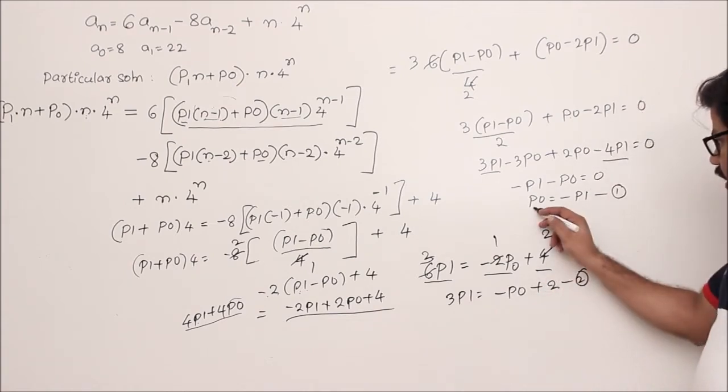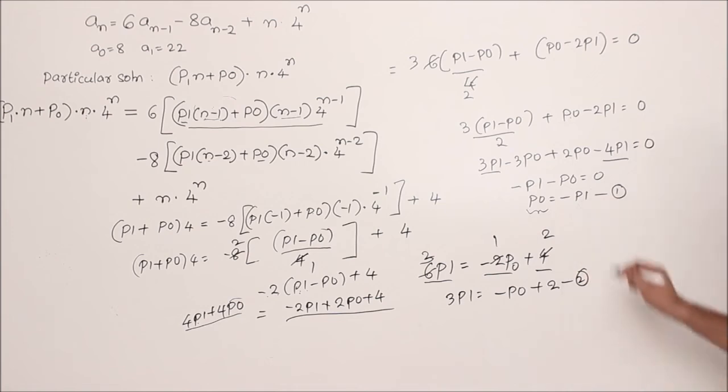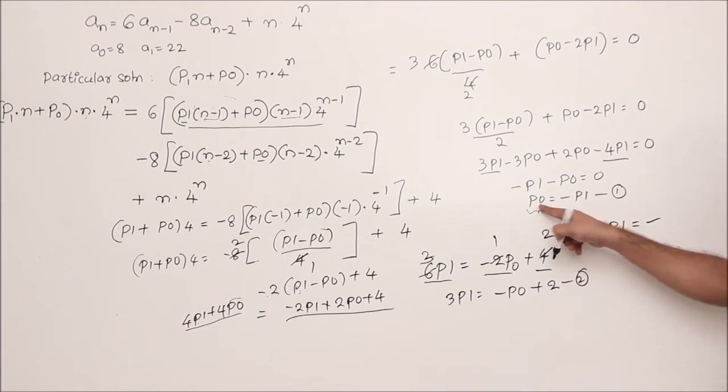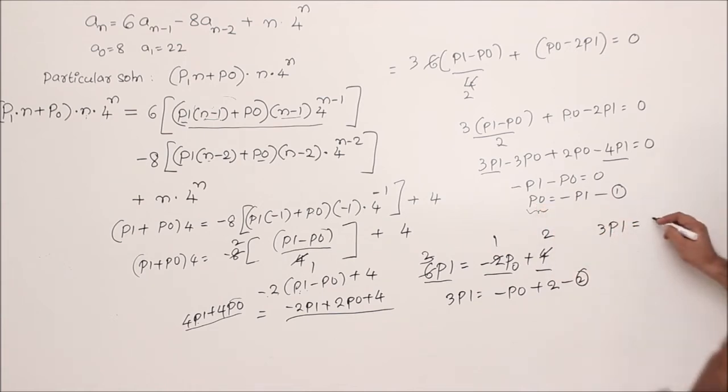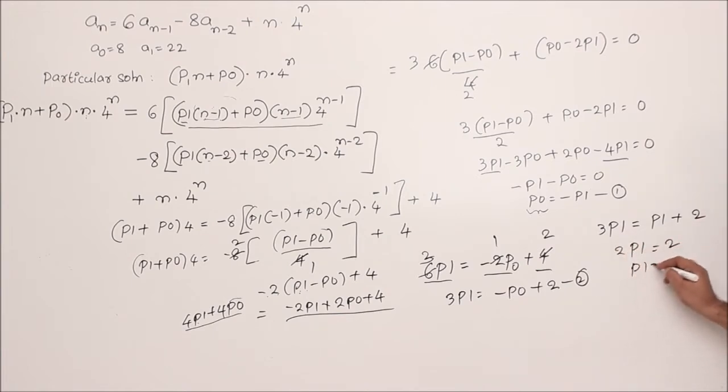So what I do is, P naught is nothing but minus P1. Let me substitute. It would become 3P1 equal to minus P naught, P1 is minus P naught is what? Directly P1, correct? So P1 plus 2. So 2P1 equal to 2. Then P1 would become 1. And we know the relation between P naught and P1. P naught is just opposite to P1. So P naught will become minus 1. So finally we got P naught value, P1 value, which is 1 and minus 1.